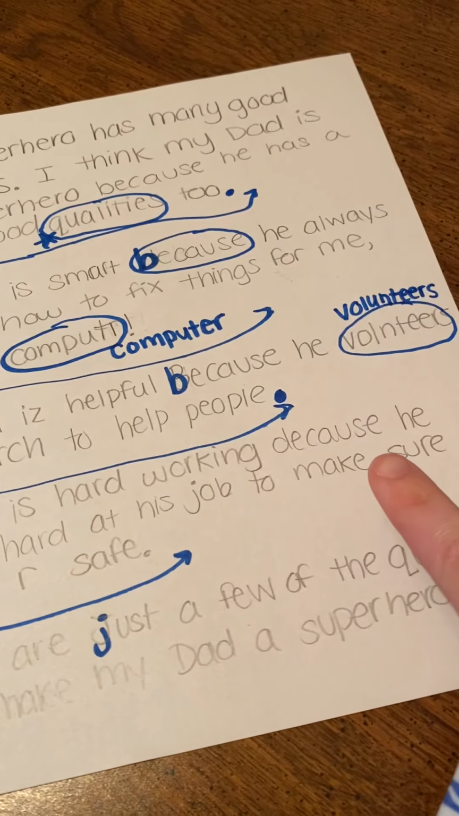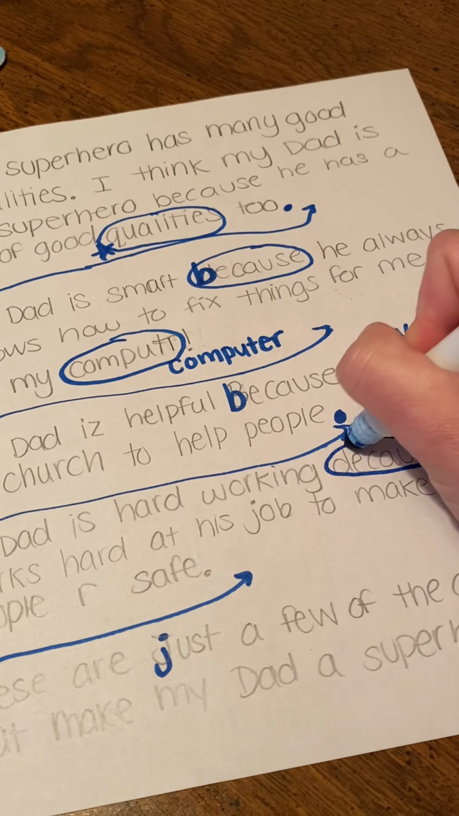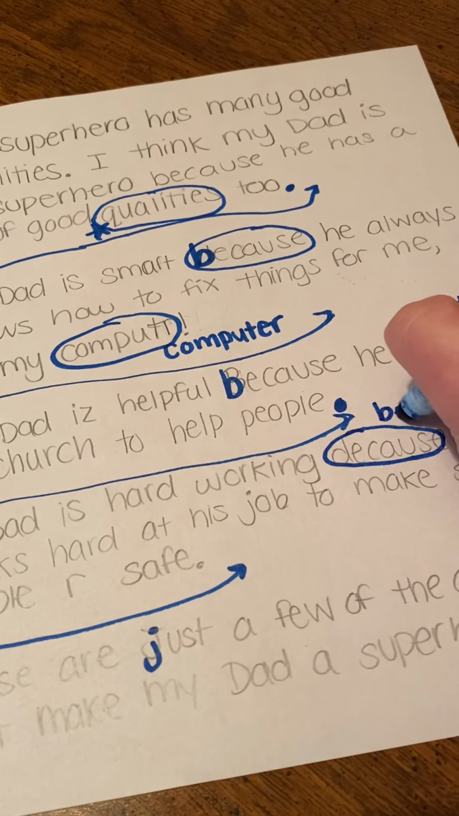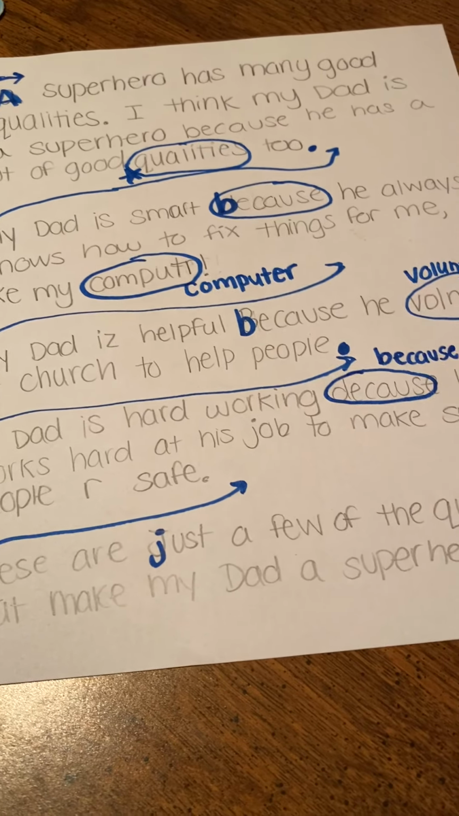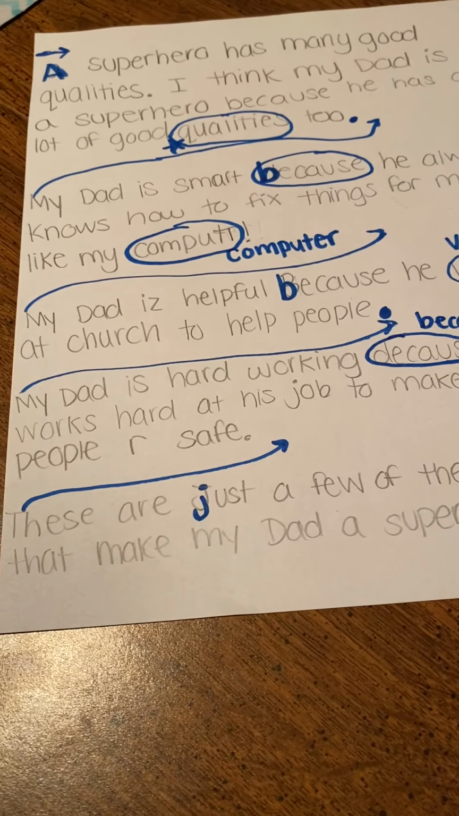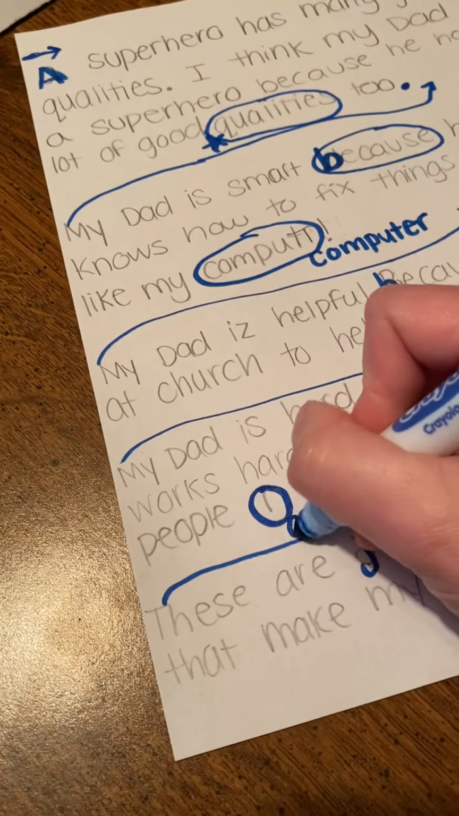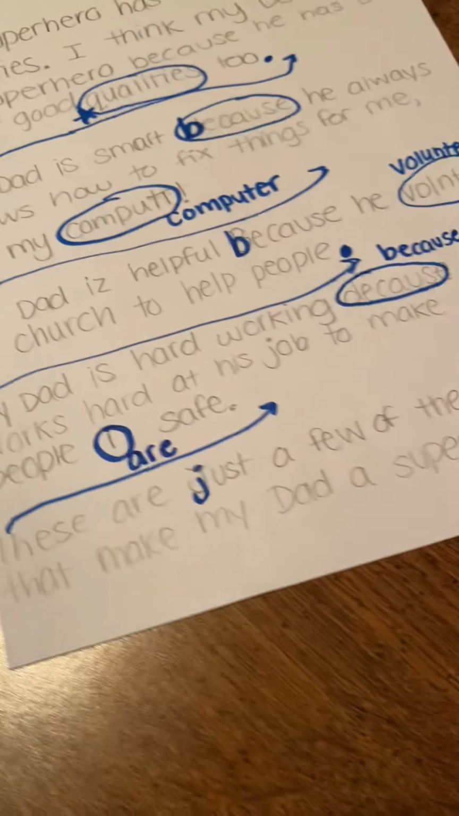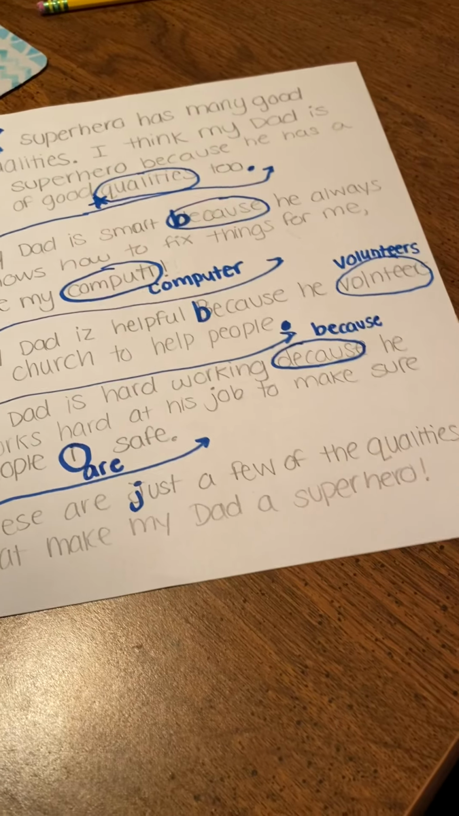My dad is hardworking. This does not look right. And it's because it should be with a B. He works hard at his job to make sure people are safe. There's no way that this is right. It's just a letter. It's supposed to be that. These are just a few of the qualities that make my dad a superhero.